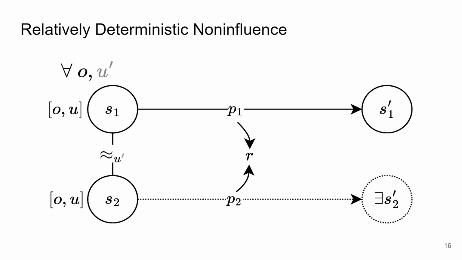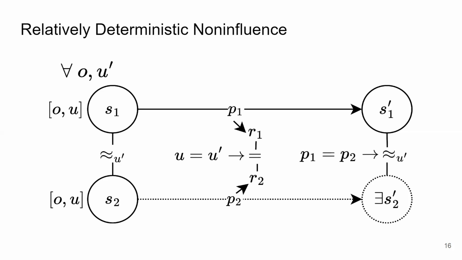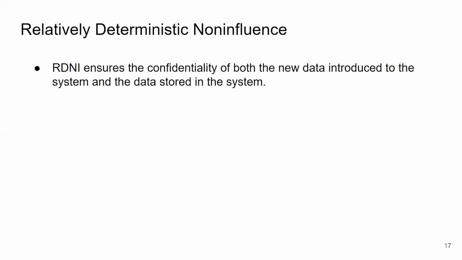The first difference is that the states are equivalent with respect to a second user, who may or may not be the current user. The second difference is the result equality is required only if the current user and the equivalent user are the same. Finally, the equivalence is preserved only if the two programs are the same. RDNI ensures the confidentiality of both the new data introduced to the system and the data stored in the system.